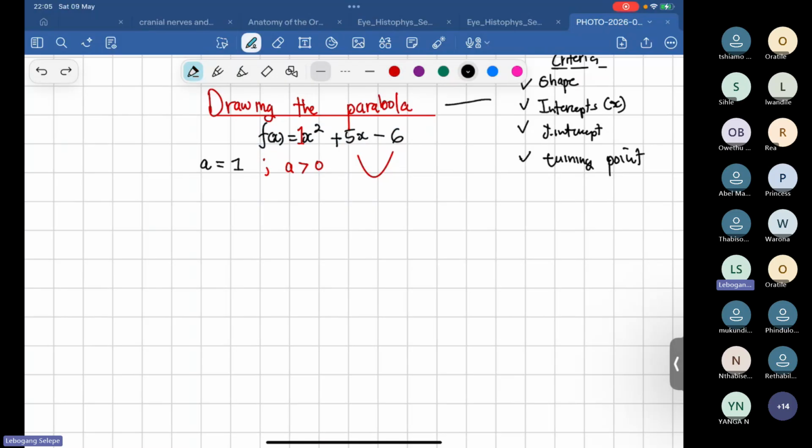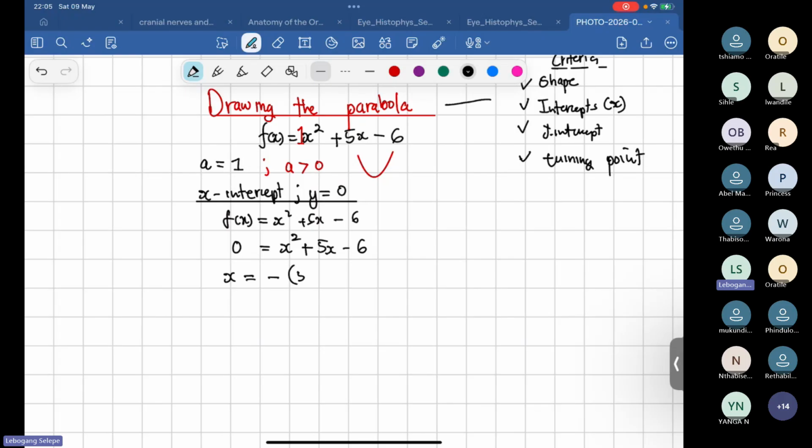Right. So now for the x-intercepts, we know that y is equal to 0, right? So since f of x is equal to x squared plus 5x minus 6, this is going to be 0 equals x squared plus 5x minus 6. We can use the quadratic formula to get to the answer quicker. Negative 5 plus minus the square root of 5 squared minus 4ac, all divided by 2a.